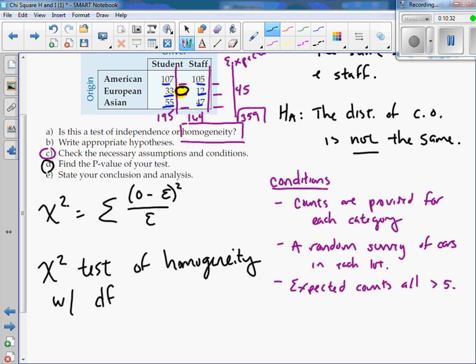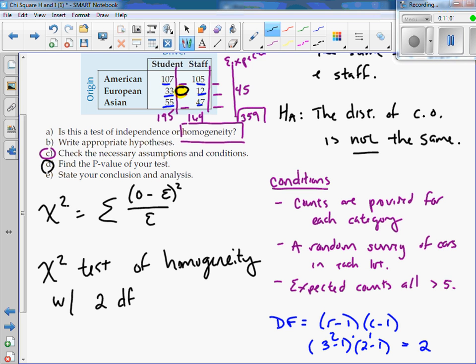So if you're going to figure out the degrees of freedom, in this case, degrees of freedom are going to be the rows minus 1 times the columns minus 1. So in this case, we have 3 rows and 2 columns. So 3 minus 1 is 2, and 2 minus 1 is 1, and so 2 times 1 is 2. So I have 2 degrees of freedom. So I'm doing a chi-square test of homogeneity with 2 degrees of freedom. That needs to be included in your sentence before you find the p-value.